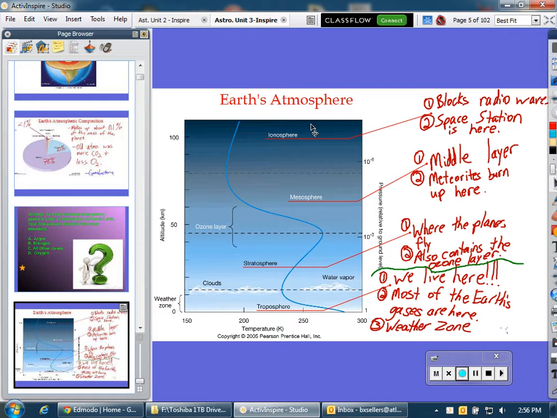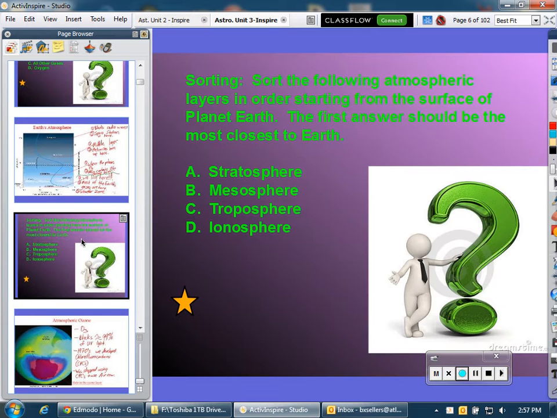But also, the gravity is super weak here from being far away from the planet. The ionosphere blocks radio waves, and that's kind of a unique thing. Sometimes radio waves can bounce off the ionosphere and reflect off. So it's an interesting layer in that regard. Might be something you want to sort. You do need to know the layers and in what order.